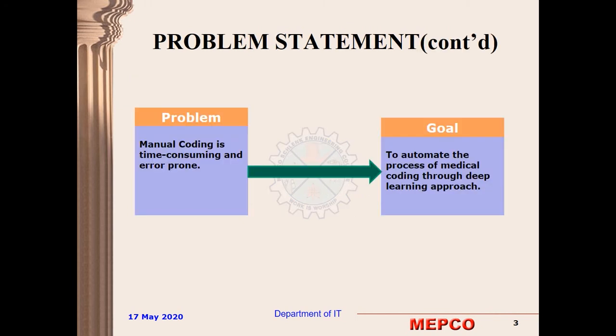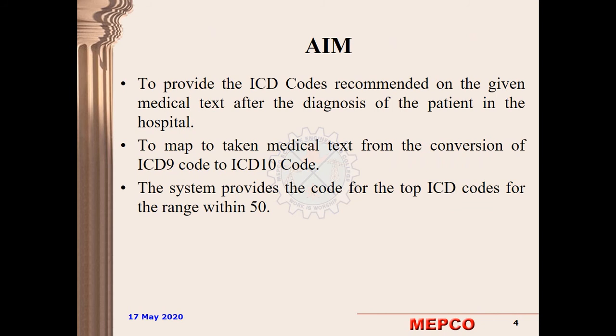Our problem statement is that the ICD coding part is manual and time consuming, and our goal is to automate the process of medical coding through a deep learning approach. Our aim is to provide a recommendation system: when a medical report is loaded into the system, it has to provide the equivalent ICD code of that report.